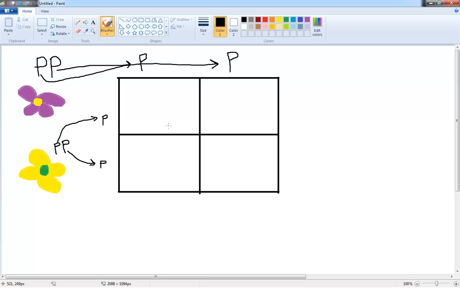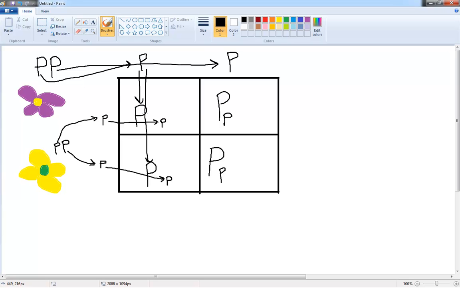And then to determine what the ratio of their progeny are going to look like, you would just carry them down and put them into the box. So this little p, big P, is going to go into this box. And this little p is going to go into this box. Then we're going to do the same thing for the next one. Big P here. Little p there. And the same thing over here. I'm not going to draw the arrows. Big P, little p, big P, little p.